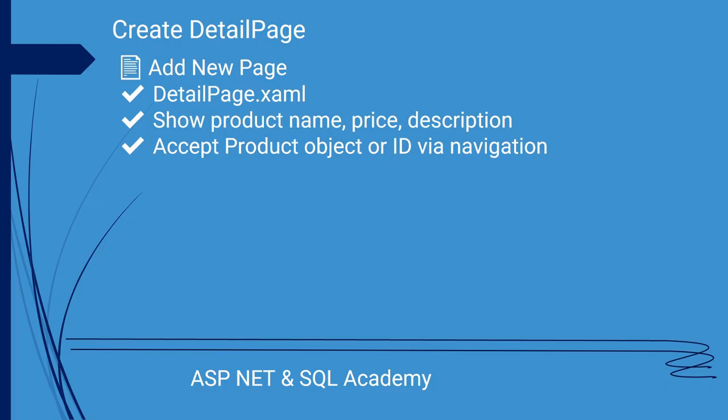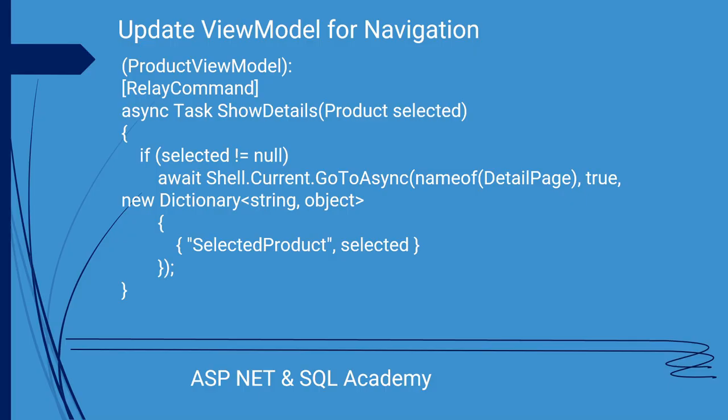Start by creating a new page named detailpage.xml. This will show the selected product's full information. Using the GoToAsync method with route parameters, we can pass a selected item directly to another page.